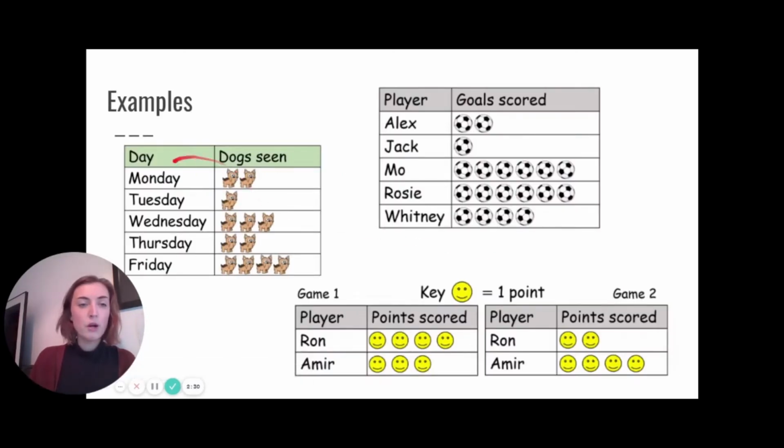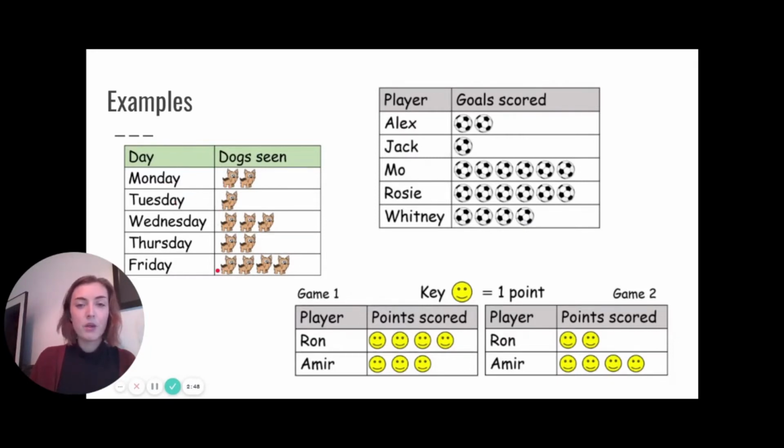Here are some examples. Over here, this person was seeing how many dogs they saw during the week. So they put the days of the week here, and then they've turned their tallies into little pictures of dogs. So you can clearly see on Monday they saw 2 dogs, on Tuesday they saw 1 dog, and so on.